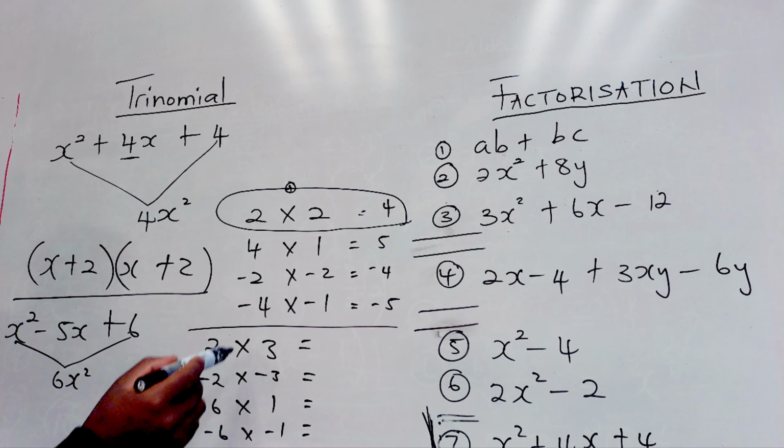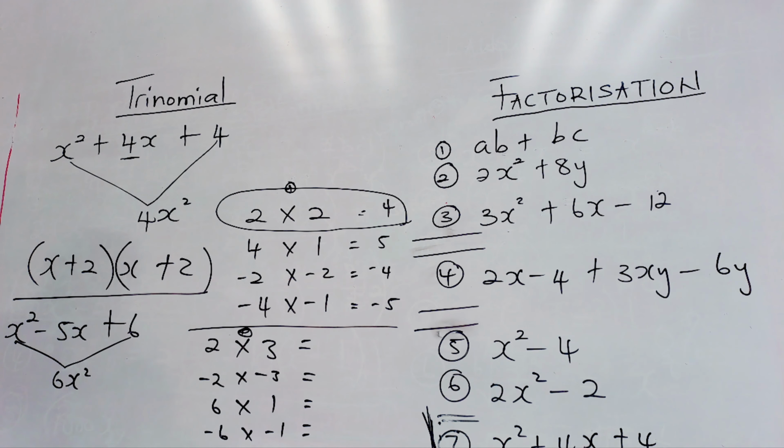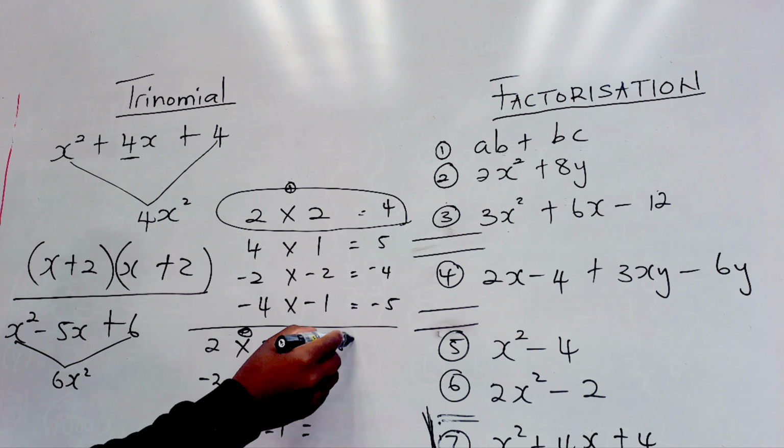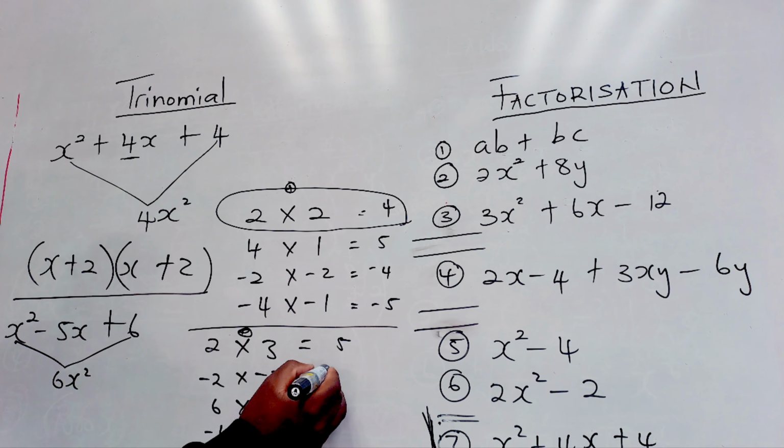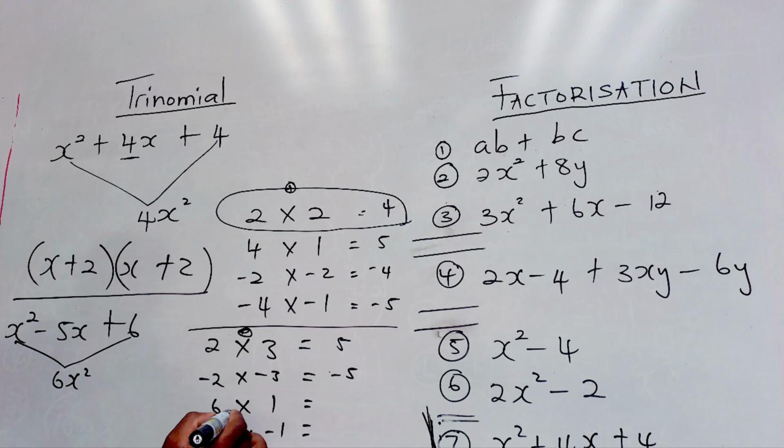Okay, let's add our factors. 2 plus 3, we get 5. Minus 2 plus minus 3, we get minus 5. 6 plus 1 is 7. Minus 6 plus minus 1, we get minus 7. But remember, our factors have to give us the middle term when we add.